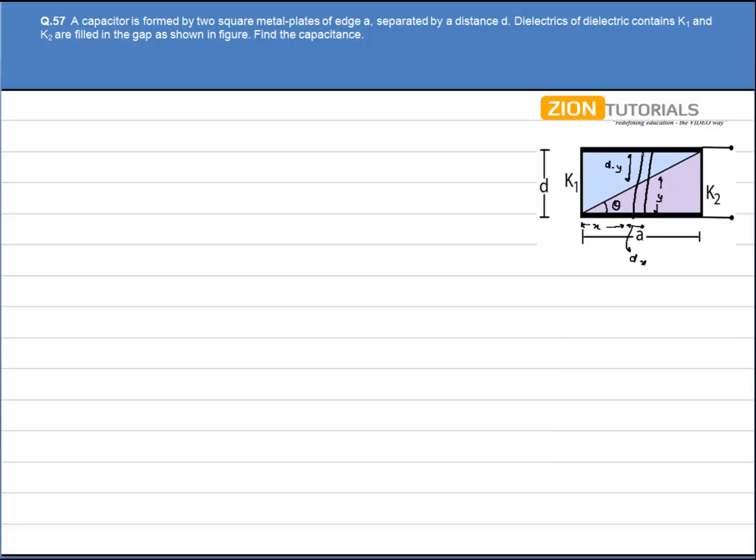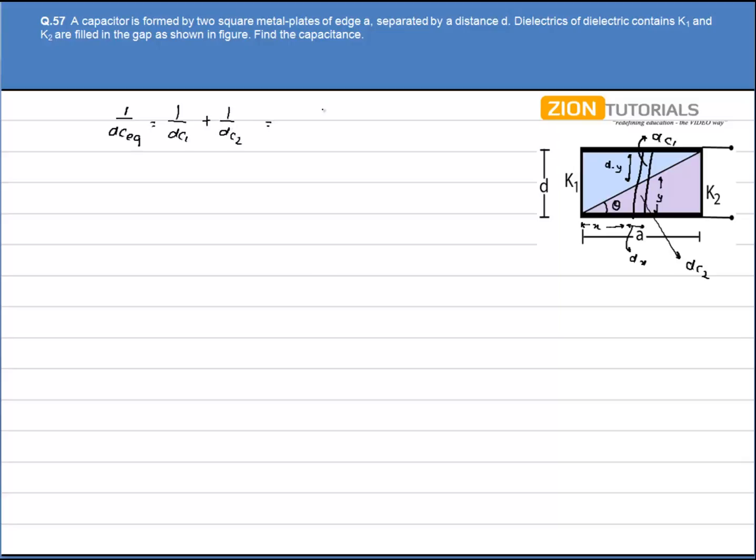Now let's suppose that the capacitance of this part is dC1 and the capacitance of this part is dC2. Now let us talk about this elementary part only. These two elementary parts, that is dC1 and dC2, are in series, so I can calculate the dC equivalent of dC1 and dC2.